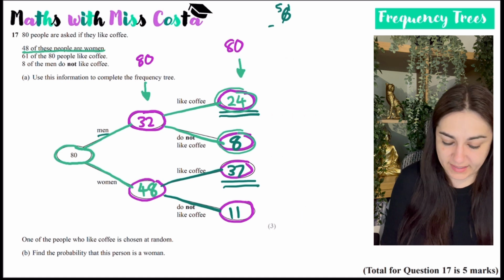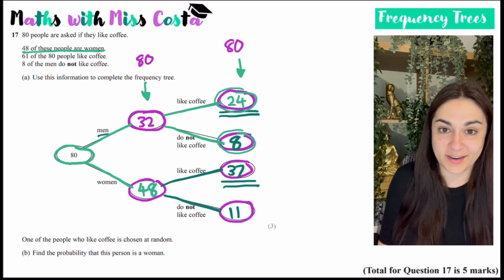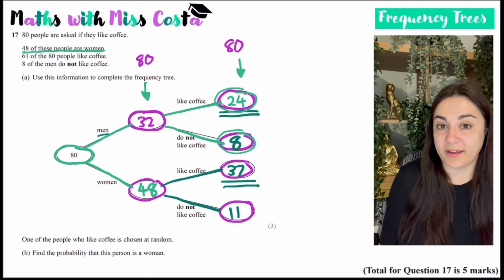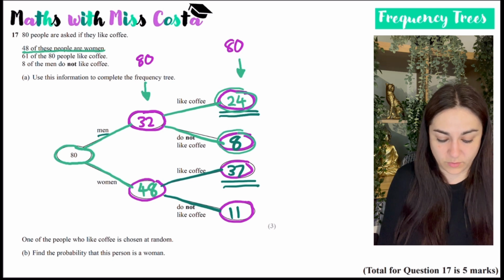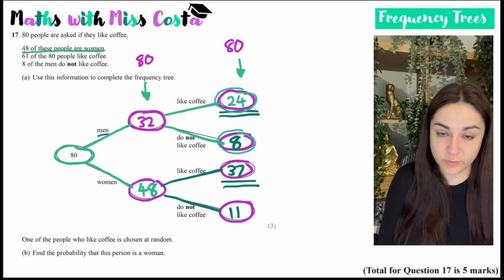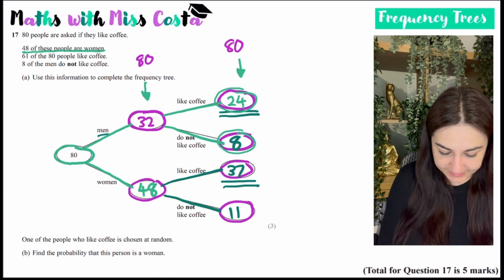So that's how you fill out your frequency tree. It's kind of like just problem solving, like filling in the missing numbers. And the key thing to remember is to double check that you are right. All of your little columns need to add up to the full amount, and each little branch must add up to where it came from. So that's the frequency tree.